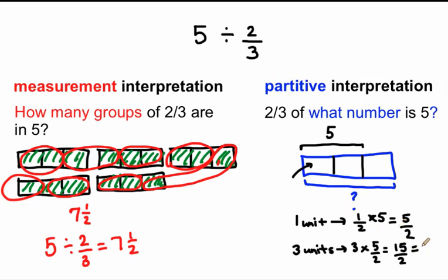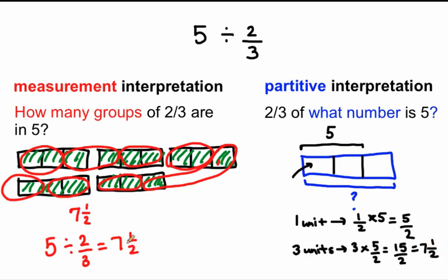Sometimes when you're counting and doing math, and you've been doing math for a while, sometimes you have to recount yourself. So we have 7 wholes, and I'm at 14/2 now, and how many more halves have to get added to that? 1 more half. So there's your 7 and 1/2 right there.